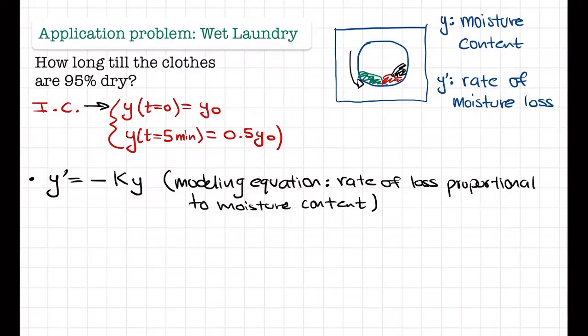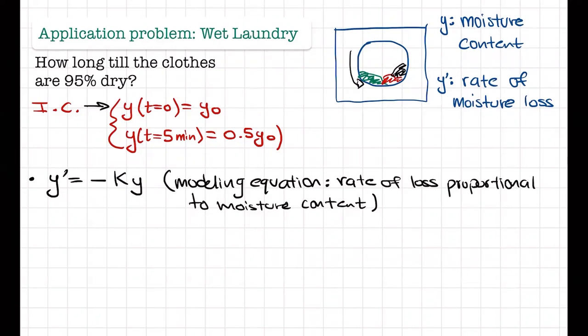So on today's video, we're going to be covering an application problem. In this one, it's a problem regarding wet laundry. So the problem goes like this. We're going to put our clothes in a dryer, and we basically want to find out how long it will take for the clothes to be 95% dry. And we're given the following initial conditions.